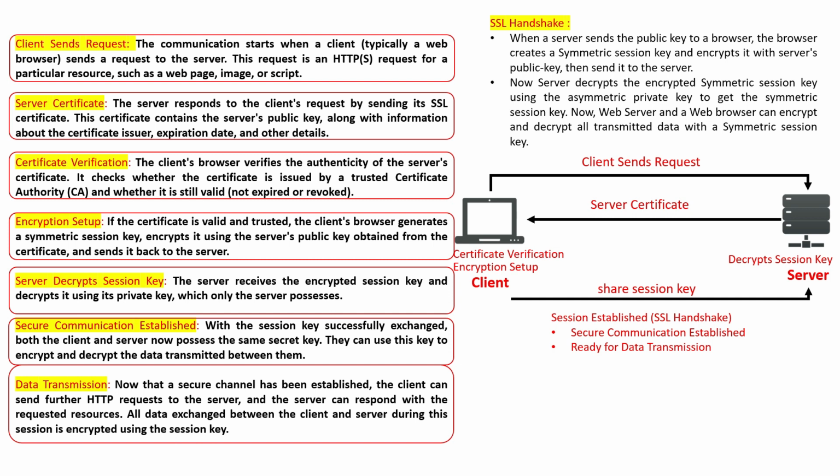So let me tell you, when a server sends the public key to the browser, the browser creates a symmetric session key, encrypts it with the server's public key, and sends it to the server. This is the conclusion of what we have discussed so far, right? Now the server decrypts the encrypted symmetric session key using the asymmetric private key to get the symmetric session key. Now the web server and web browser can encrypt and decrypt all transmitted data with the symmetric session key.